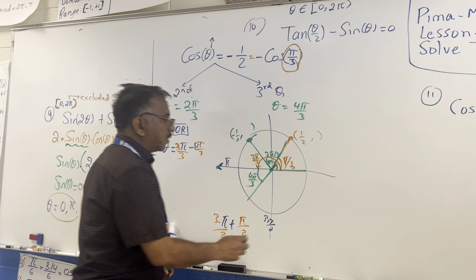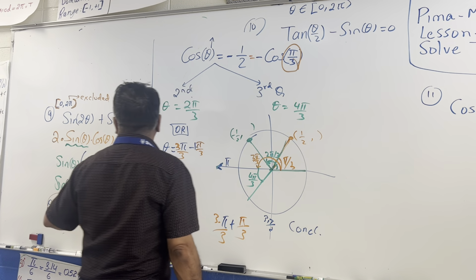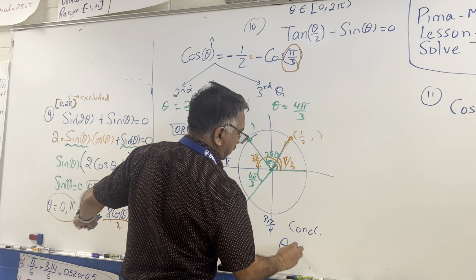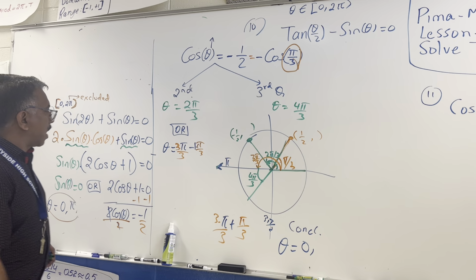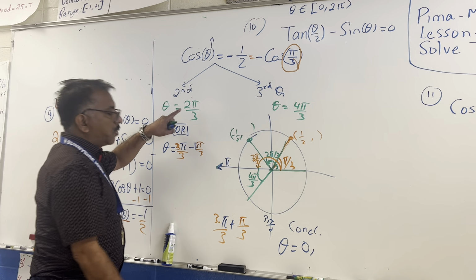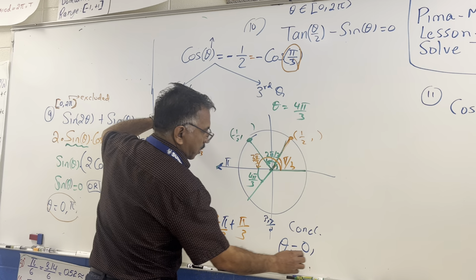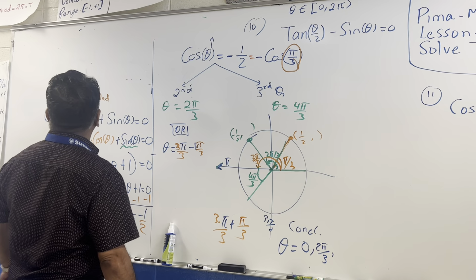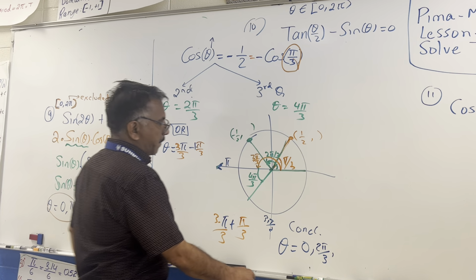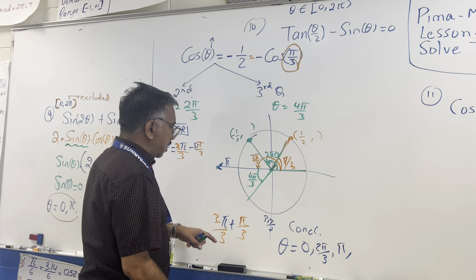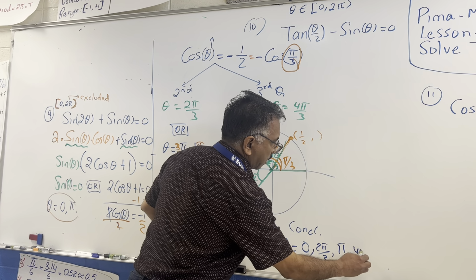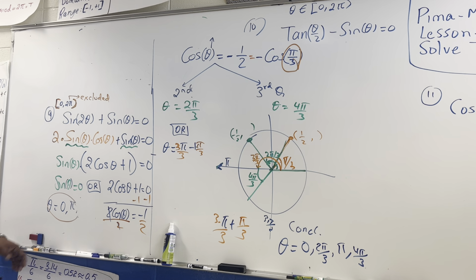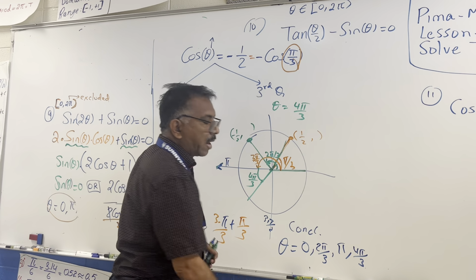So your conclusion is that theta is 0, then we have 2 pi by 3, you also have pi, and then what else? 4 pi by 3. So these are the answers for these angles. You're done. Hope that helps.